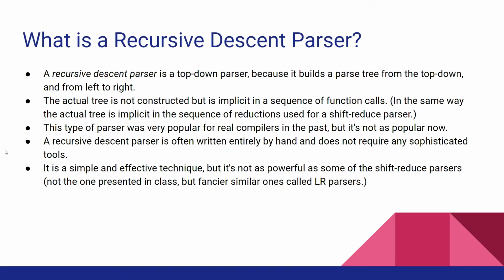This type of parser was very popular for real compilers in the past, but it's really not as popular now. But a recursive descent parser is often written entirely by hand and does not require any sophisticated tools. It's a simple and effective technique, but it's not as powerful as some of the shift-reduce parsers, not the one presented in class, but fancier similar ones called LR parsers.